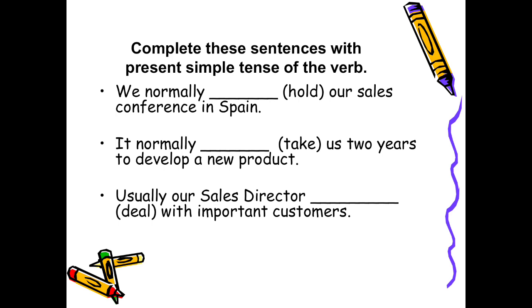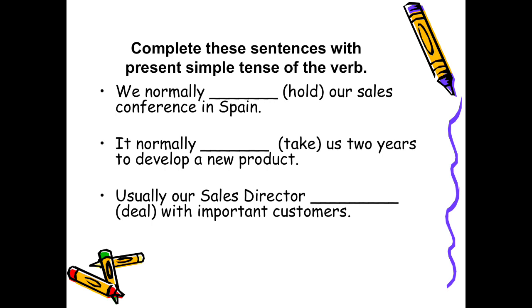So complete these sentences with the present simple tense of the verb for us to revise. Okay. We normally hold our sales conference in Spain. So what is the base form of the verb? Hold is the base form of the verb. So what is the past form of this verb? Held. Okay. So now we are going to fill it up. We normally hold our sales conference in Spain. So normally or regularly, all these words indicate that it is talking about simple present.